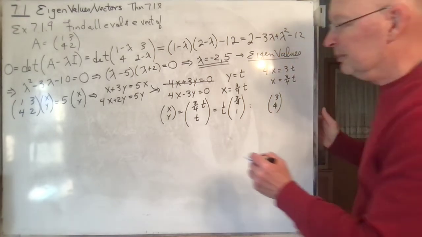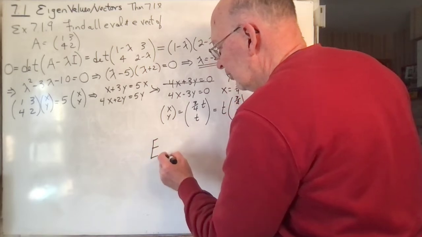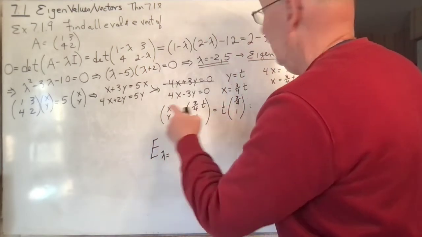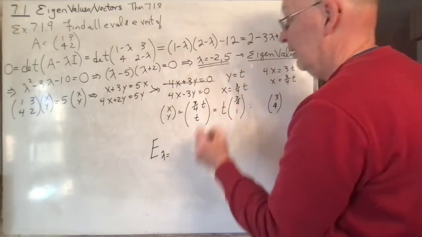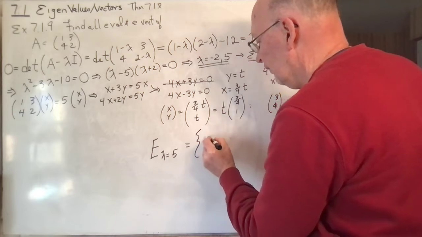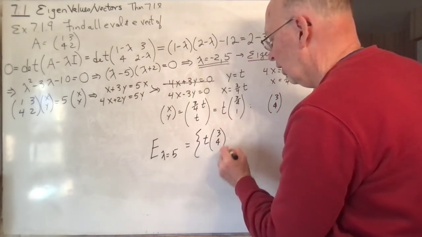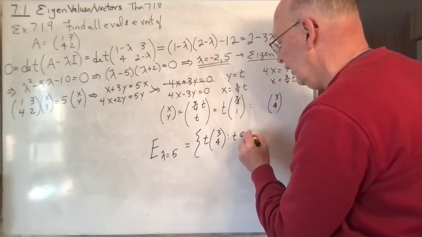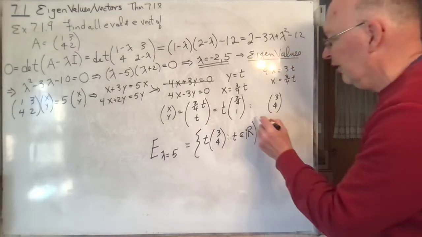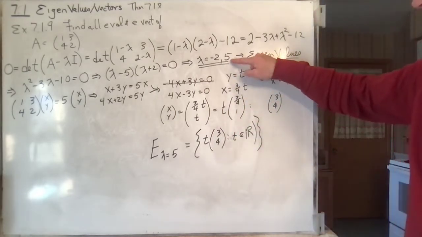So here's the way I like to write it. The eigenspace associated with lambda equals 5 is equal to all the vectors of the form t times 3, 4, where t can be any real number. Okay, so there is the eigenspace associated with this eigenvalue.